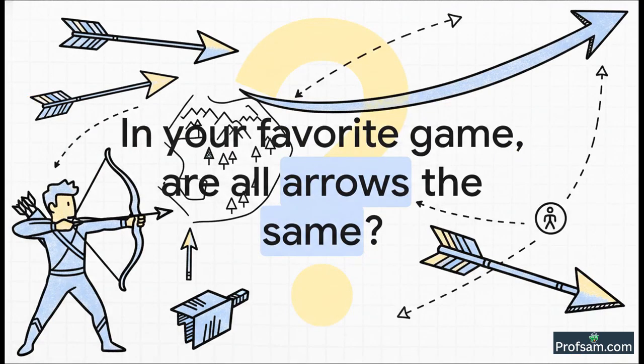Okay, let's start with this. Think about any game you play. When your character moves or when you fire an arrow, are all those movements or arrows exactly the same? No, right? Some are short, some are long, some are just about pointing you in the right direction. Well, that's basically what we're talking about with vectors.